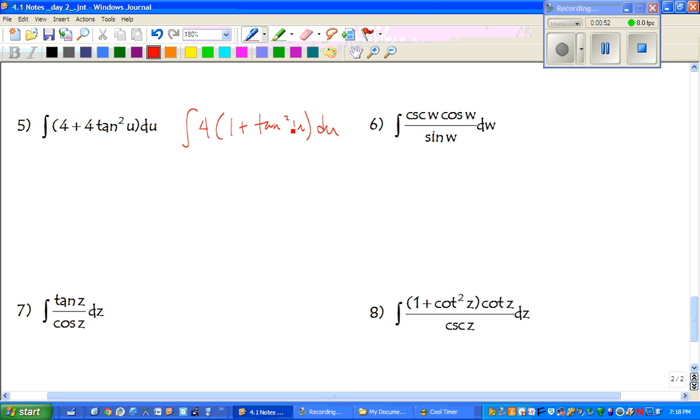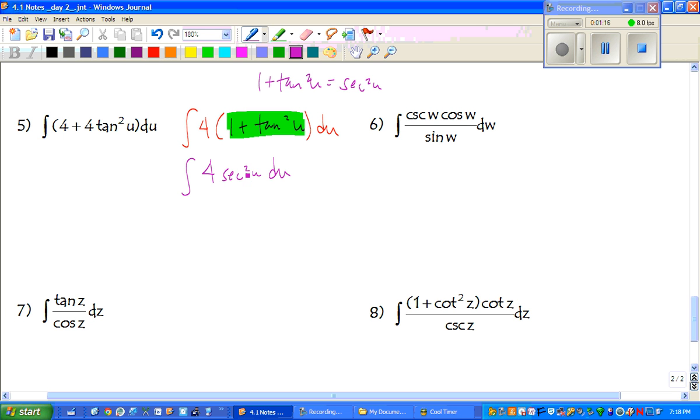1 plus tangent squared is actually equal to, anybody? Anybody? That's equal to secant squared. 1 plus tangent squared of u is going to be the same as secant squared of u. So really, this is the same as 4 times secant squared of u du.